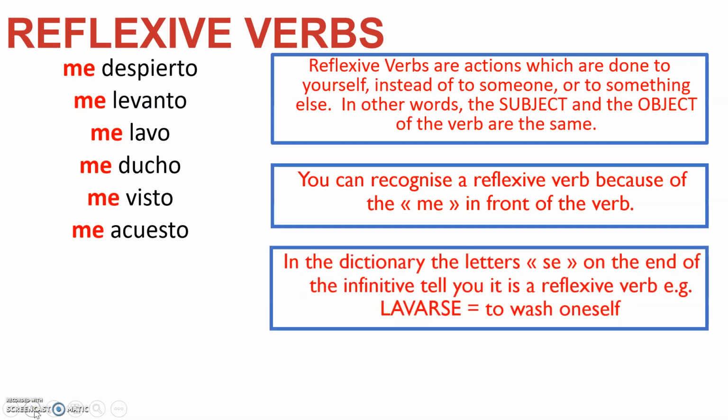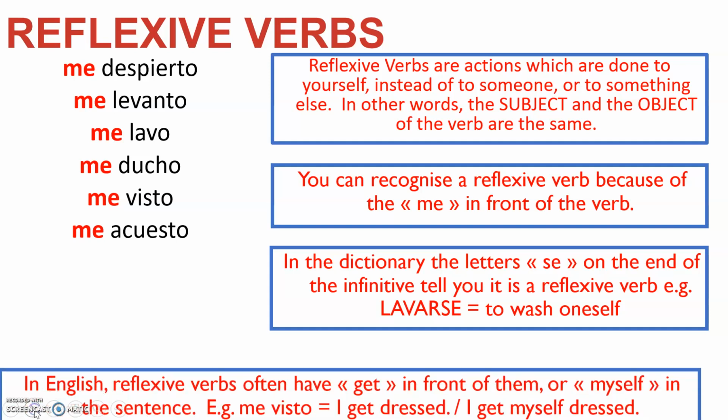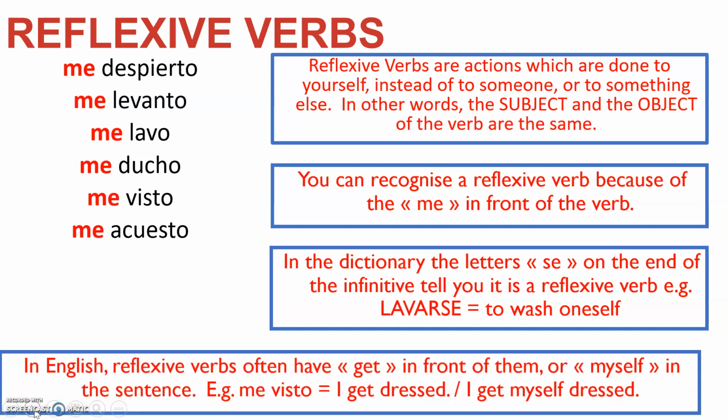In the dictionary, the letters se are stuck onto the end of the infinitive, and this tells you that it's a reflexive verb that you're working with. For example, lavarse, to wash oneself. In English, reflexive verbs often have the word get in front of them, or myself in the sentence somewhere. For example, me visto would be translated as I get dressed, or I get myself dressed, not dressing someone or something else.